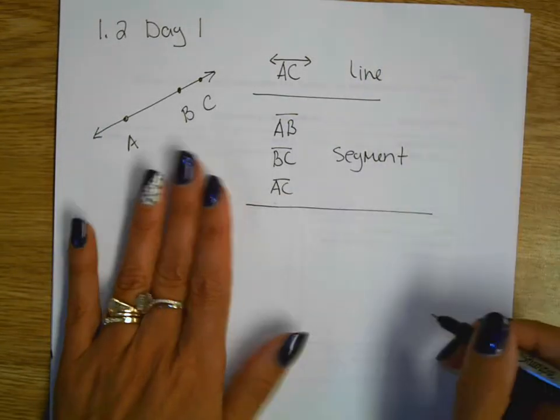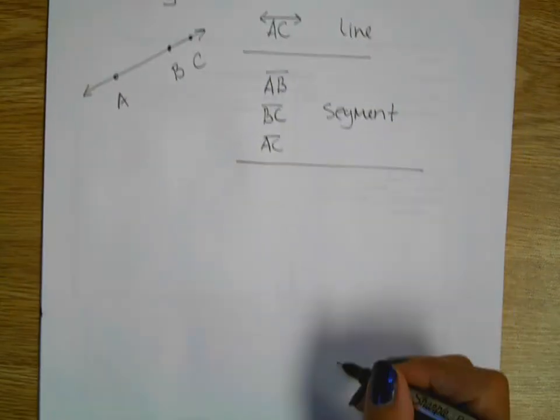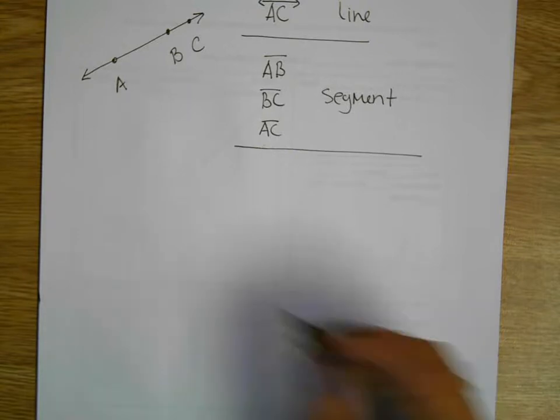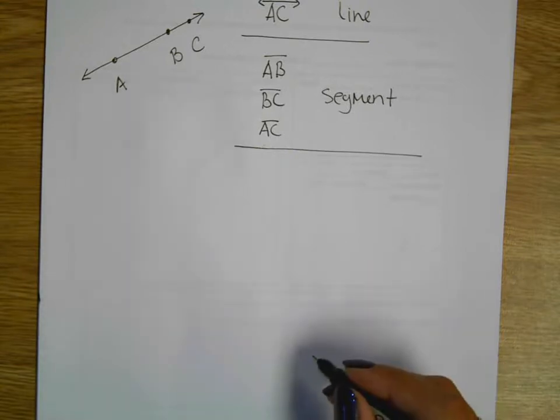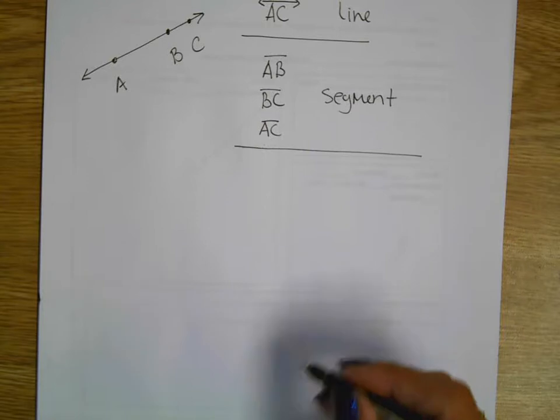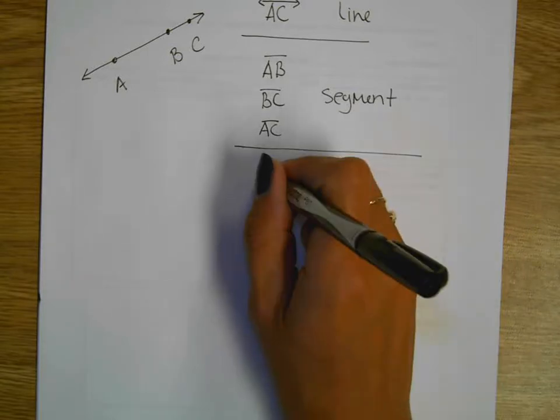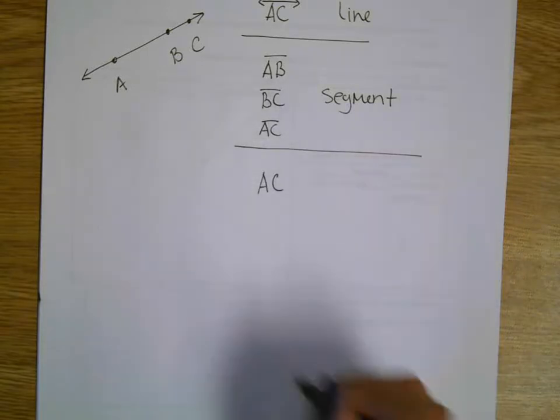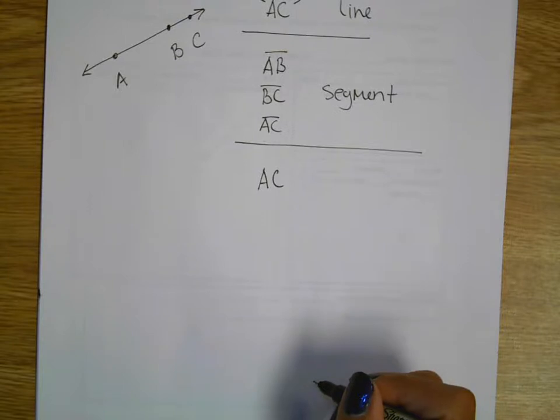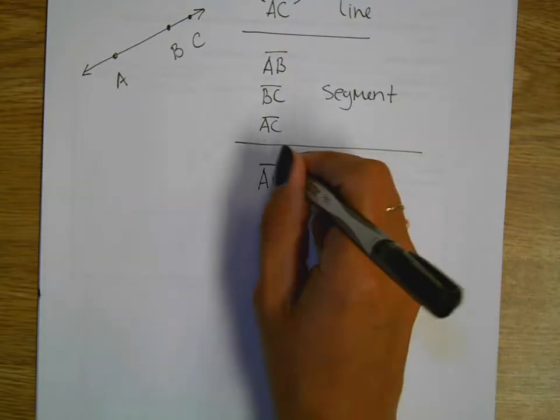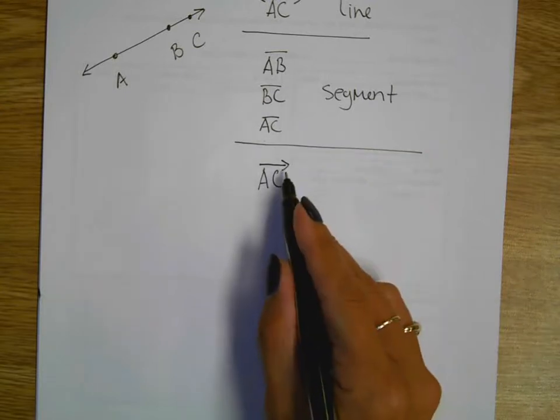And then rays. What do rays do? Adam? They go off in one direction forever. So tell me some different rays you see in this picture. Anybody? Name a ray. Yes. Ray AC. What's the ray symbol look like again? Yep. The ray symbol, when you name it, always points this way.